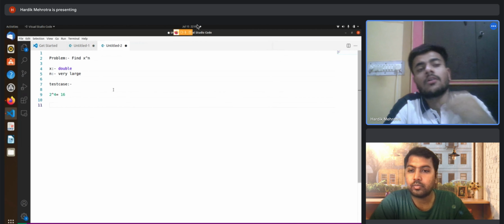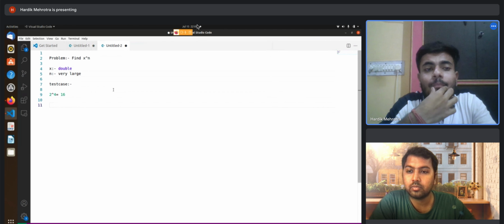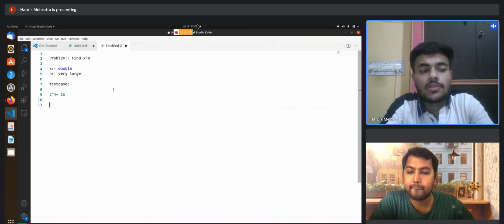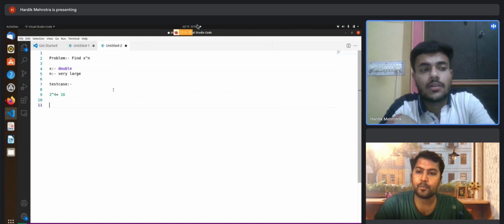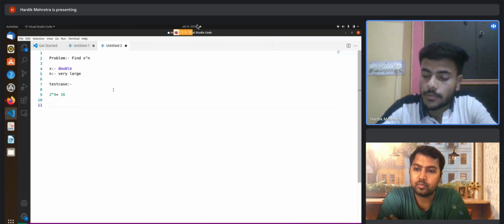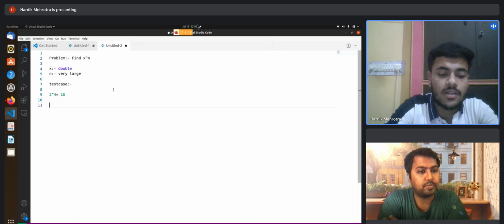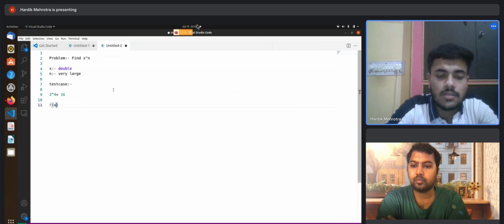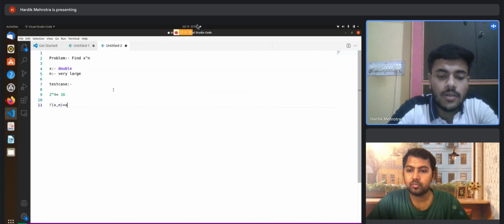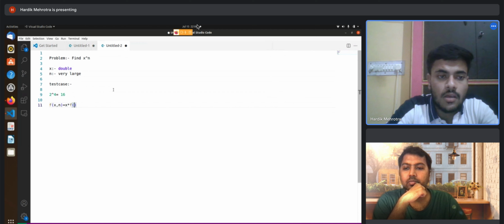I'm able to come up with a brute force approach. We will write a recursive function which will compute x to the power n. The recurrence relation will be something like this: let's say I write a function for x to the power n, then the answer will be x star function of x comma n minus 1. So this will be my recurrence relation for the given question.